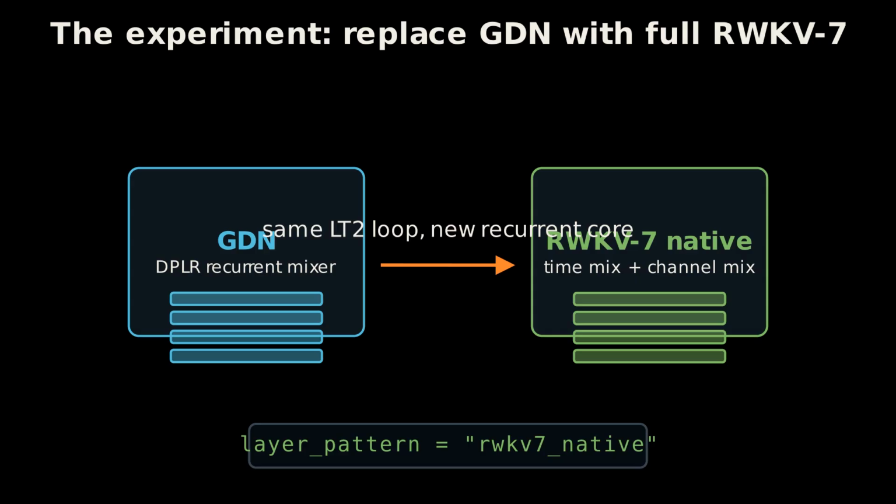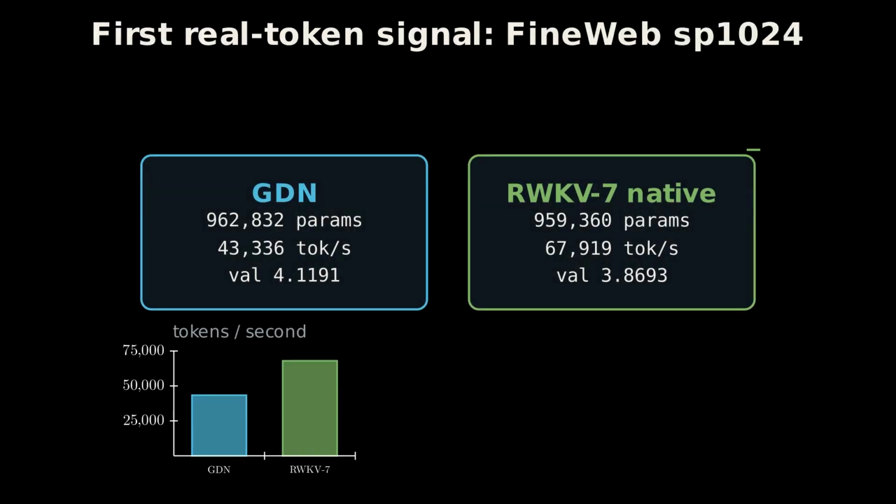The LT2 baseline uses GDN, a DPLR-style recurrent mixer. I added a full RWKV-7 native block with time mix and channel mix as its replacement. Same looping idea, but a more expressive recurrent core. In the repo, the switch is layer pattern equals RWKV-7 native.